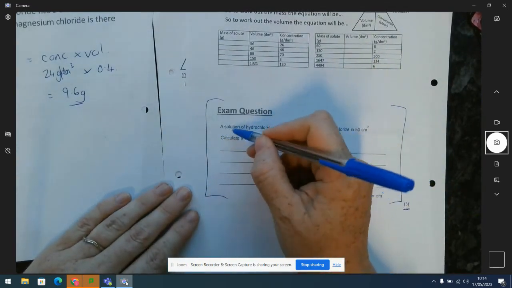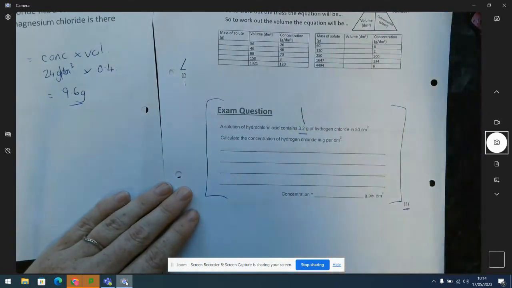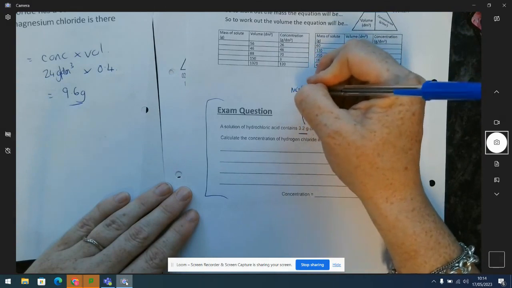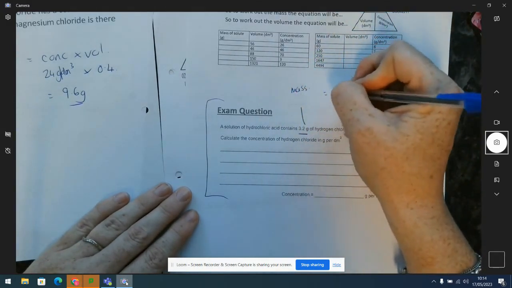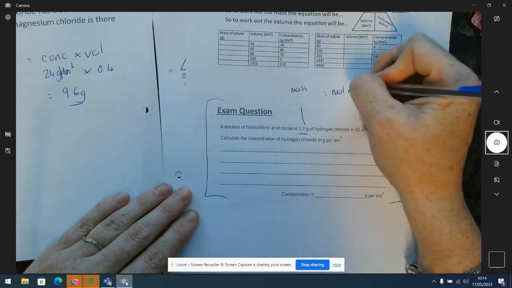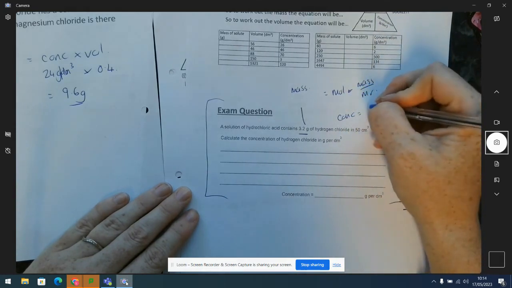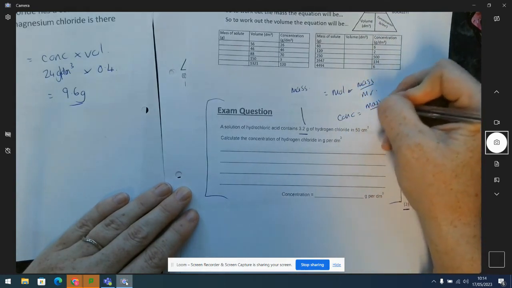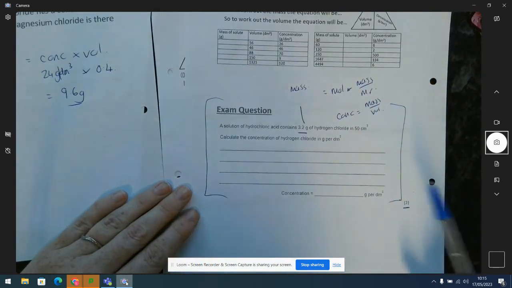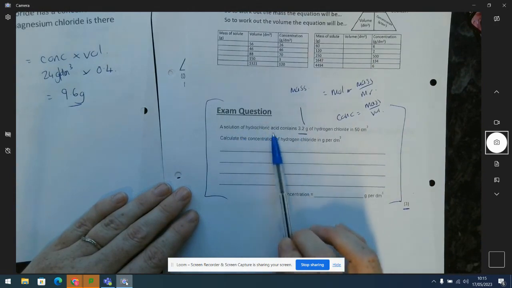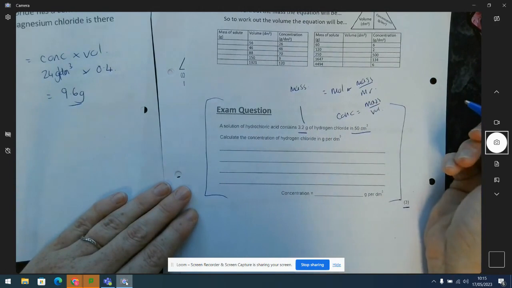So it says a solution of hydrochloric acid contains 3.2 grams. So again, that's my cue. This is a mass question. So I've got to think about my equations that involve mass. So I know that that is moles equals mass over Mr, or it's concentration equals mass over volume. So I know they're the only two equations that involve the mass number. So I've got the solution of hydrochloric acid contains 3.2 grams of hydrogen chloride in 50 centimeters cubed.